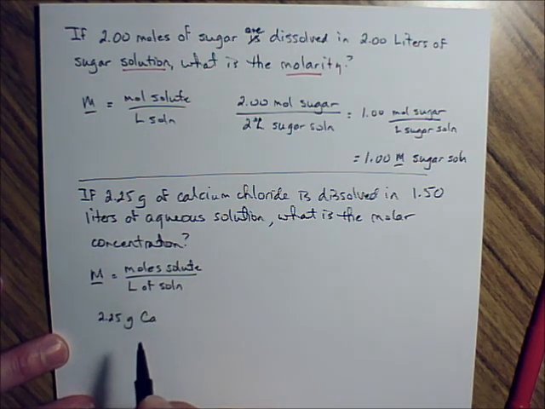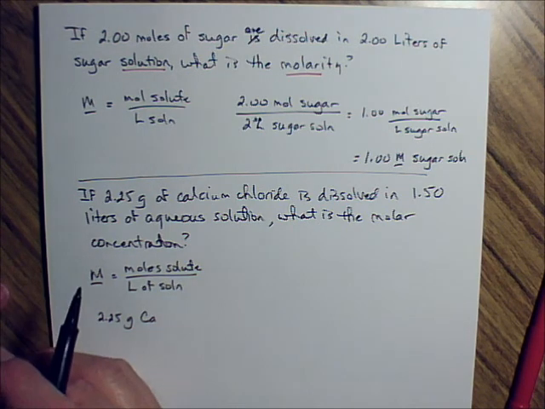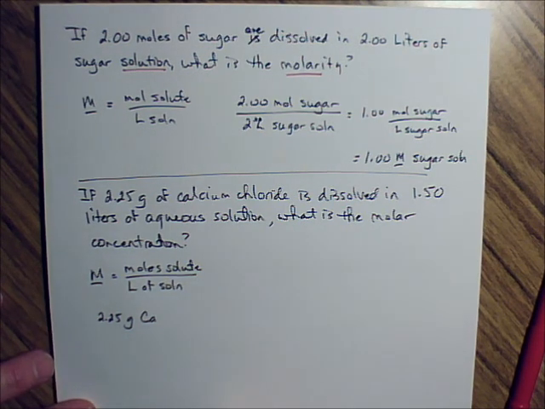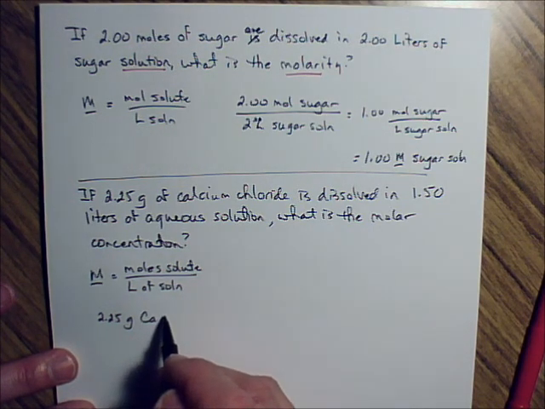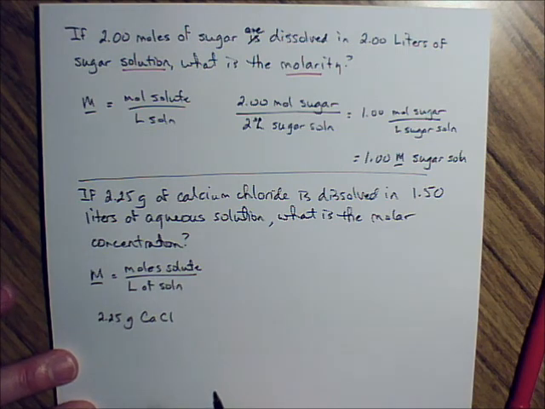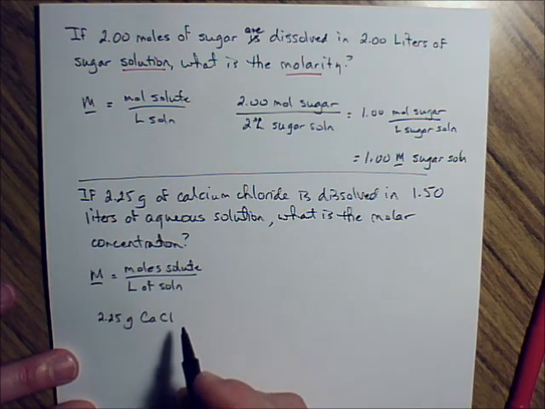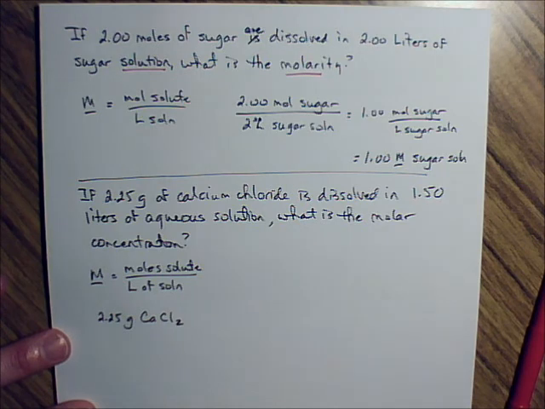How do I find the formula for calcium chloride? Well, common ions is what you would use if you had a polyatomic ion, but this doesn't have a polyatomic ion. Periodic table with oxidation numbers. Okay, so how many calciums and chlorines do I need? 1 calcium, 2 chlorines.